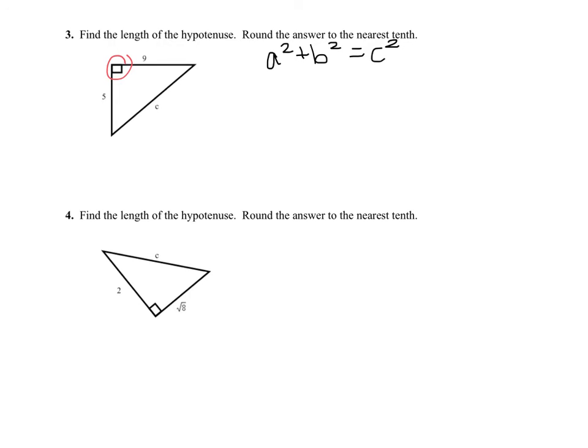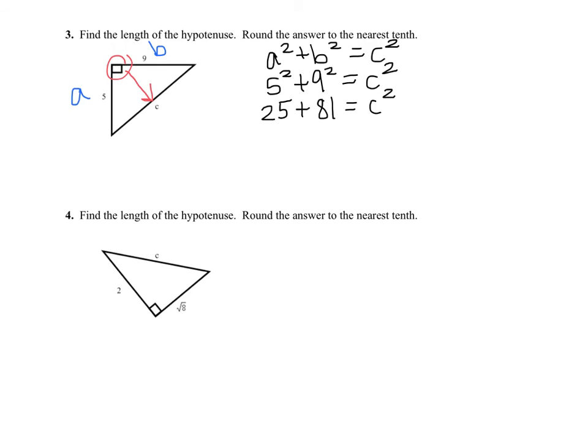So your next step is to identify your legs and your hypotenuse. Well, your hypotenuse is always across from the right angle. Therefore, we know that 5 is A and 9 is B. And you can also say that 9 is A and 5 is B. It doesn't matter. So let's plug in our numbers. We have 5 squared for our A, plus our B is 9 squared, and that equals C squared. 5 squared is 25, 9 squared is 81, and that equals C squared.